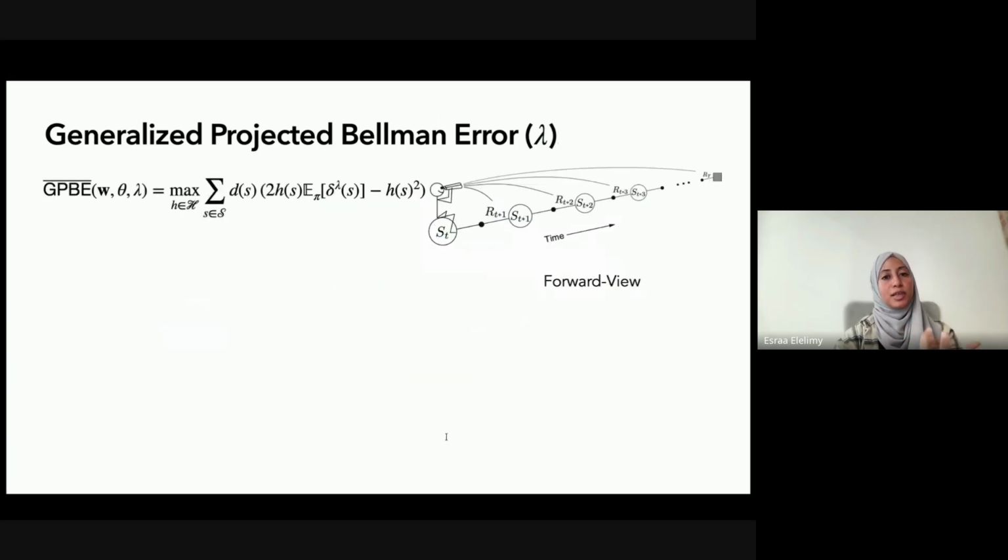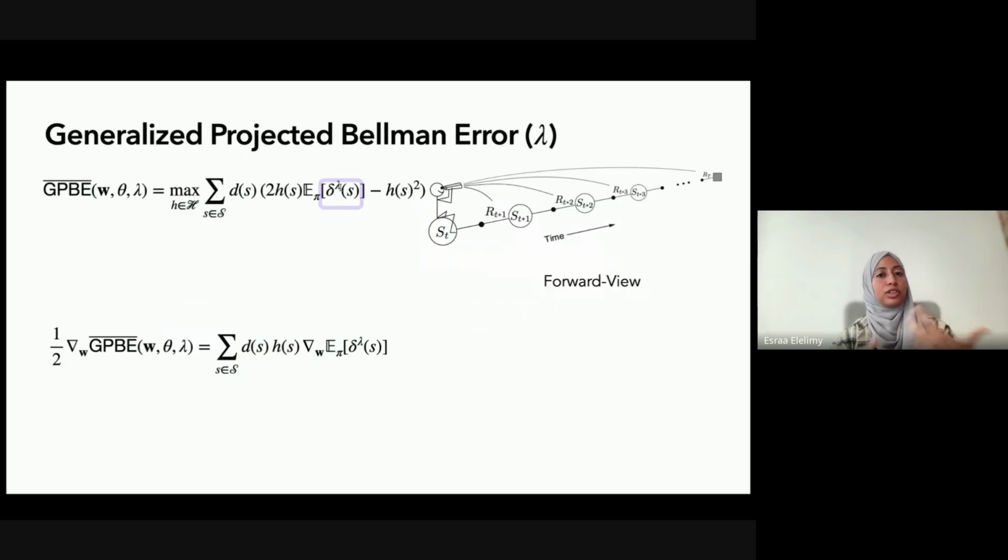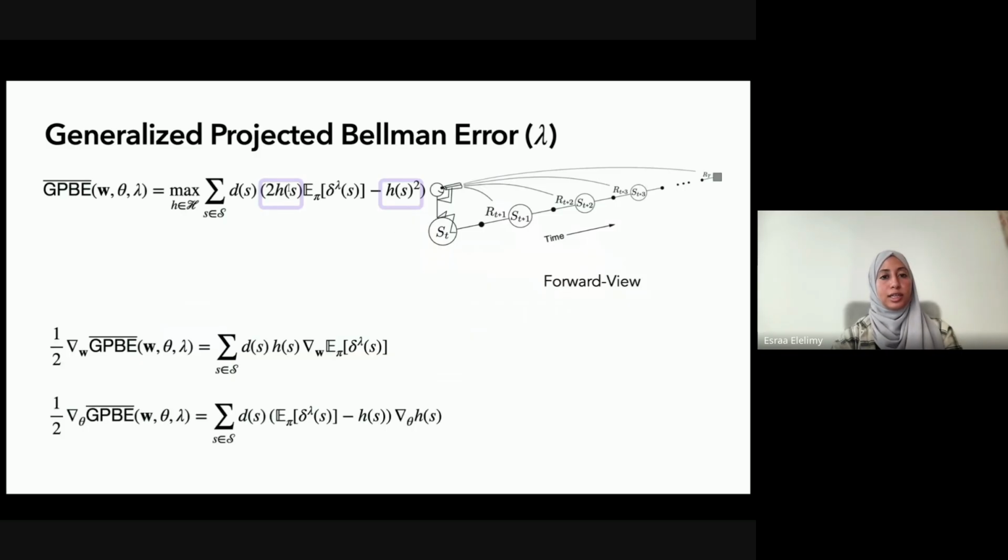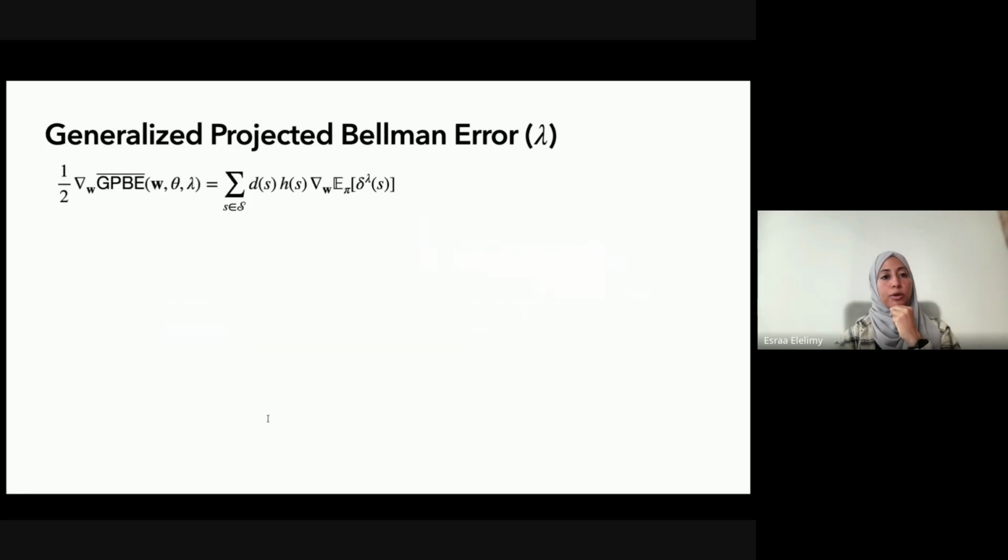Okay, so this is the equation. First, we want the gradient with respect to w, and w only exists inside this part. So when we take the gradient, that's the part that we care about. It will have the gradient of an expectation. And you can see here, because this is now only an expectation, not an expectation squared as before, we don't have this double sampling issue. Then if we want to take the gradient with respect to theta, h is the only component that depends on theta. So we take the gradient of this thing, and it will end up looking like this. So this is the gradient with respect to w, and this is the gradient with respect to theta.